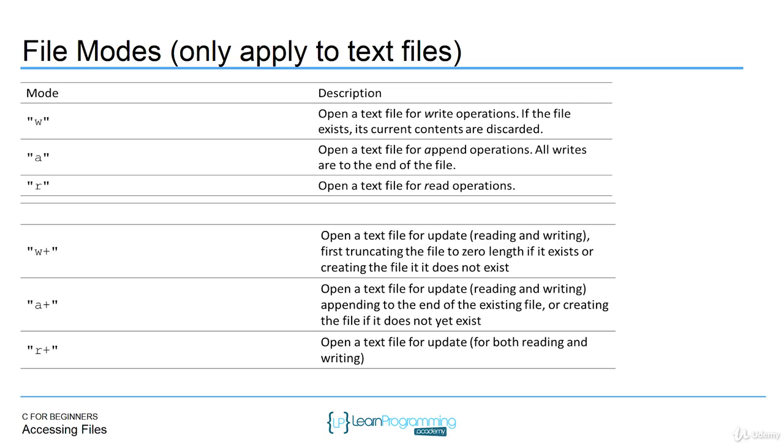So if you open up a W plus file, it will open it up for update, and it will truncate the file to 0 if it exists, or it will create a new file if it doesn't exist. With the other ones, it's going to write or read, and the file has to exist. Same with A+, it's going to open it up for appending, for an update to the end of the existing file, or create the file if it doesn't exist. And the R+ will open up the text file for update. It's not going to create the file because it will be empty. So the R+ is just for both reading and writing. A little different than the other pluses where they're actually creating the file if it doesn't exist.